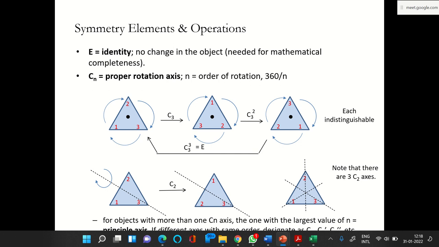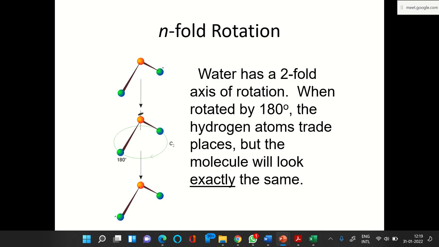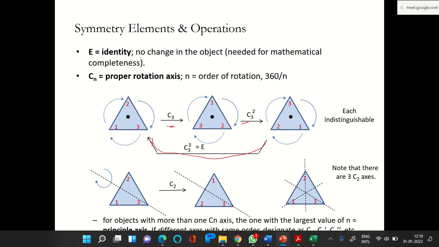I also told you about equivalent structures and identical structures. We perform one operation, two operations, and when we perform the same operation three times, C3, that is 120 degree rotation, we get the same structure, shown by this arrow. The black dot you see is a line coming out of the screen, and perpendicular to that, within the plane of the screen, you have dotted lines. Three dotted lines indicate the three C2 axes, along which you can perform 180 degree rotation and yet get the same unchanged appearance.